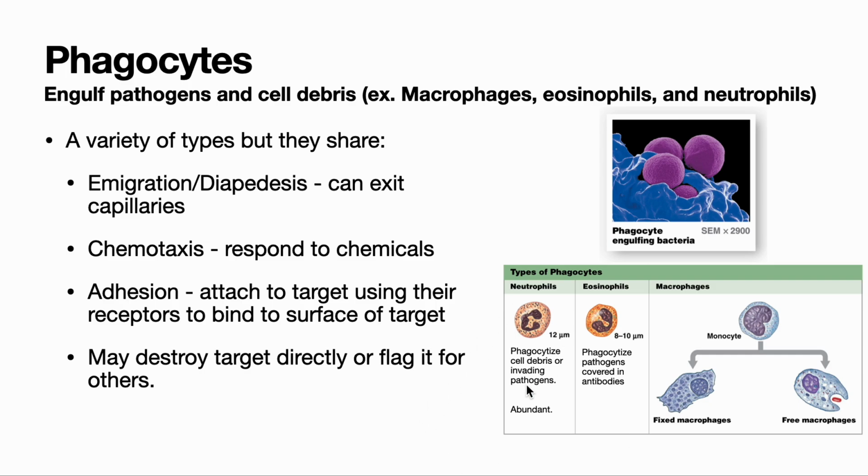Of course, neutrophils are quite abundant, and they will go after cellular debris or invading pathogens. Eosinophils are a little bit different. There's not as many of them, and also they tend to phagocytose pathogens that are already covered in antibodies. Now, they are not recognizing any particular antibody, just antibodies in general attract eosinophils to destroy or phagocytose that cell.